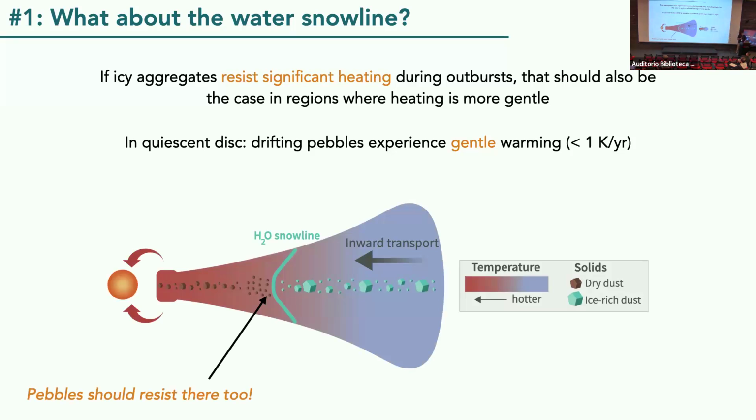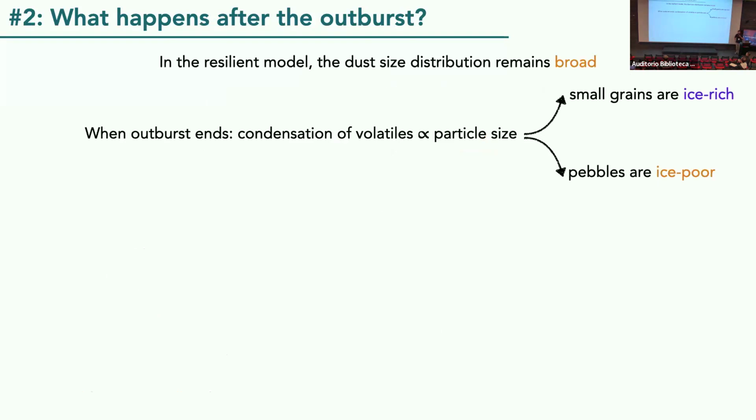Second point, and I'm super happy that Baobab spoke about this before, I'm going to expand on his point. He was speaking about the dry pathway to planetesimals, basically saying that if you form planets during an outburst, you will have dry planetesimals and dry planets. But if you have this resilience model, the size distribution is super broad. You have those big guys still hanging around, not fragmented yet.